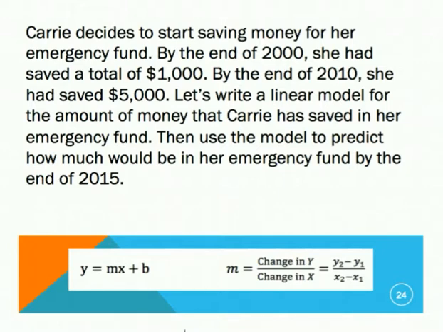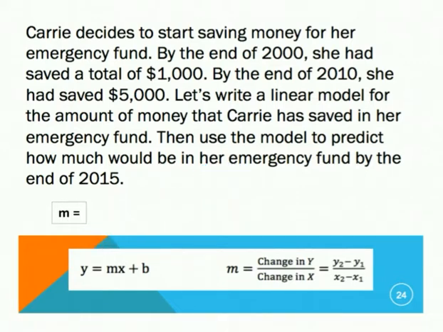So I have a couple of formulas pasted down at the bottom here. y = mx + b, because that's going to be our linear model. And then I have the formula for slope on the right here. So the first thing we want to do, this is not one where we can just see the slope. We actually need to calculate it.